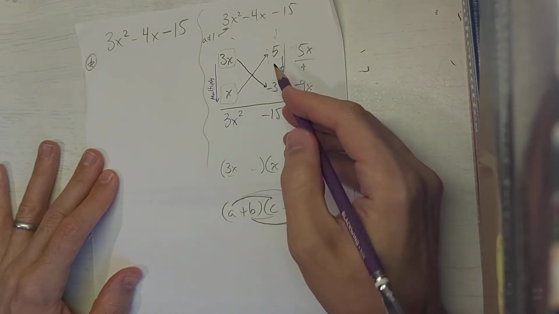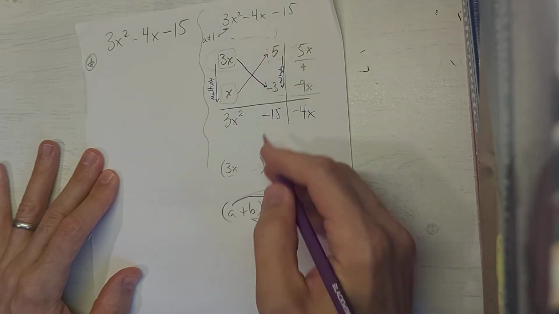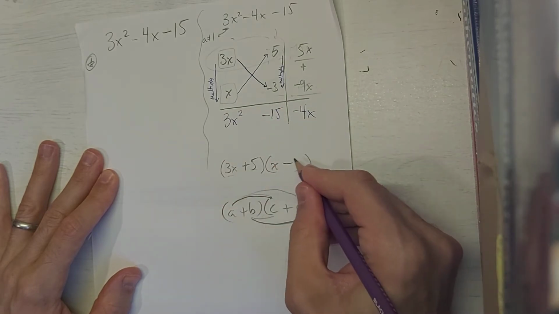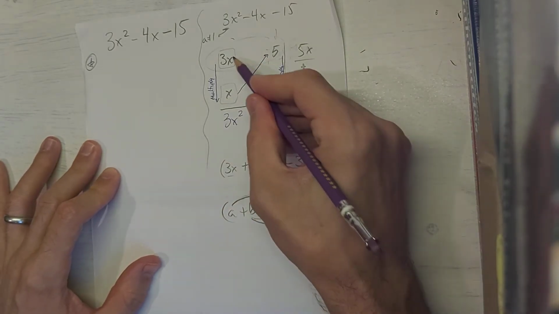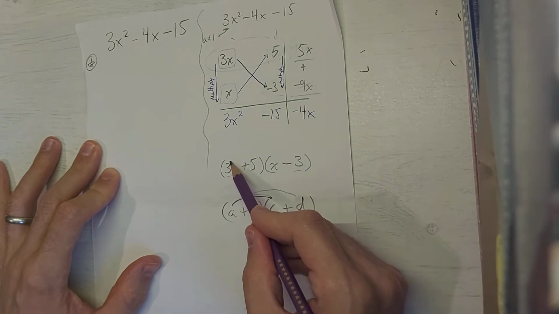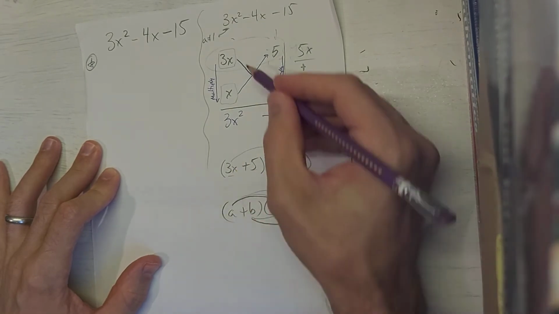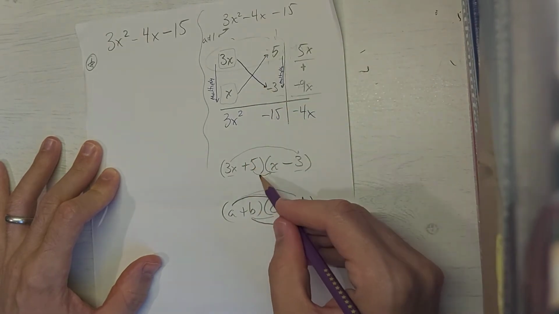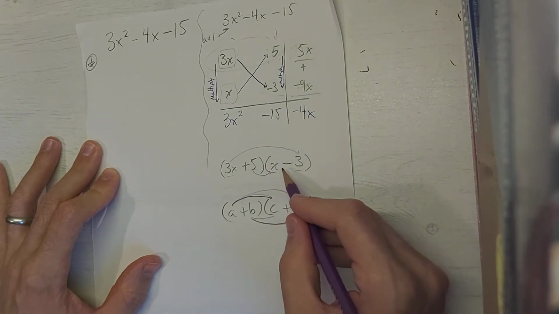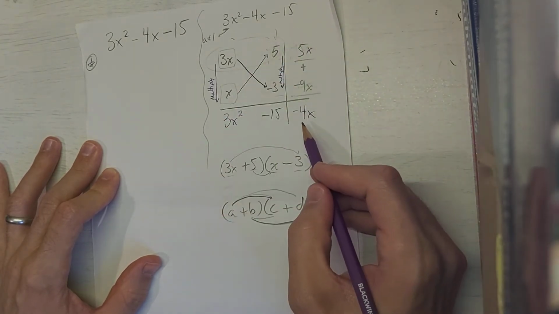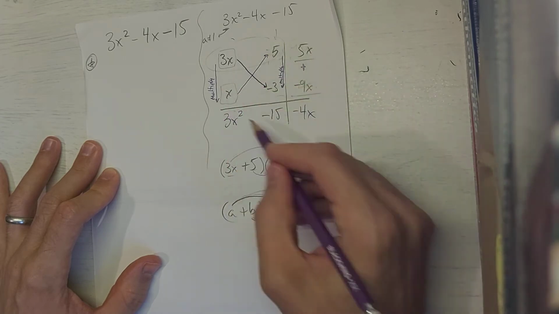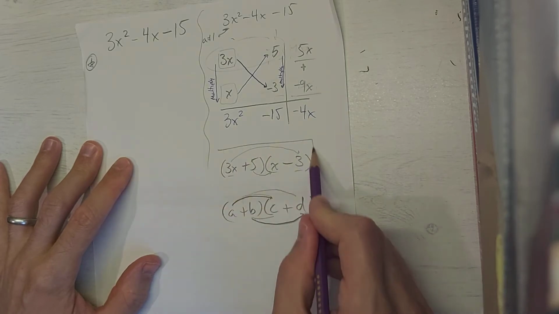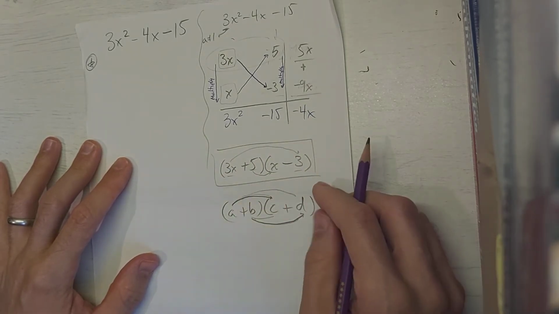So it looks like my brackets are 3x plus 5. And I know it's plus 5 because that's a positive 5, and x minus 3, right? And this crisscross here is coming because this multiplication, 3x times negative 3, is this crisscross. And this multiplication, 5 times x, is that crisscross. And so basically, I've managed to check my work while devising what my binomial is going to be, okay? And that's the answer right there.